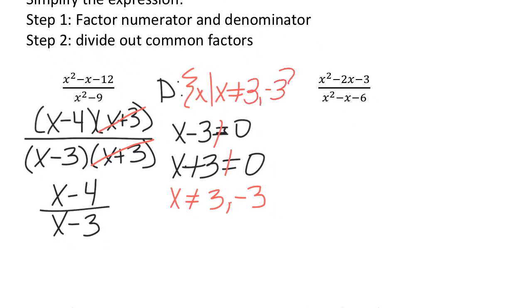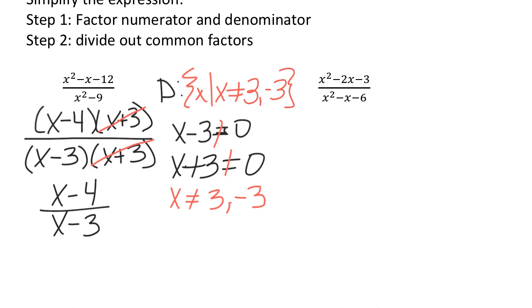and negative 3. Okay, so it would be all real numbers except those. And we want to do that before we simplify as well. So what I'd like you to do right now is pause the video and do the next problem, and then unpause it when you're done and see if you get the same answer as me.